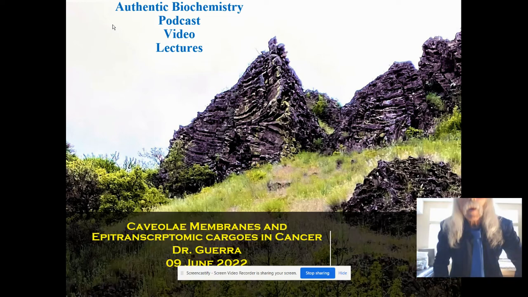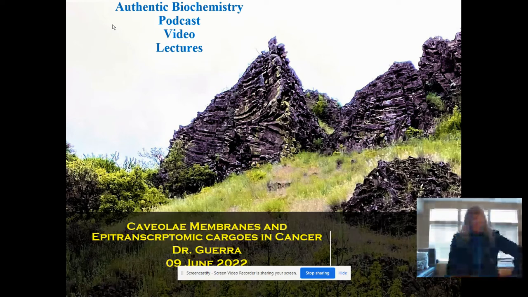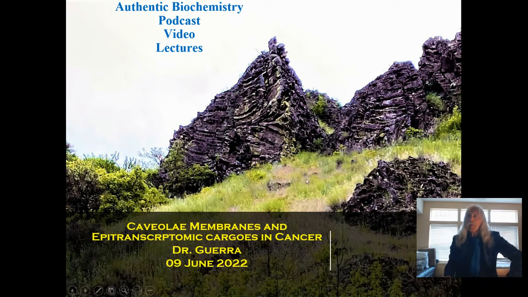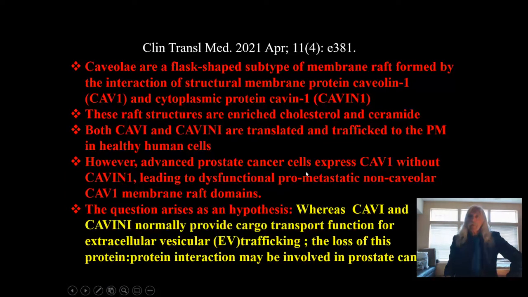Now, I'm calling this Caveolae membranes and extratranscriptomic cargoes in cancer. All right. And we're going to leave it at that particular name. And we're going to start talking directly about a paper that was published just late last year in Clinical Translational Medicine. And this paper is going to be talking about those membrane structures that I spent some time on over the last year when we were doing aging and then when we did diabetes.